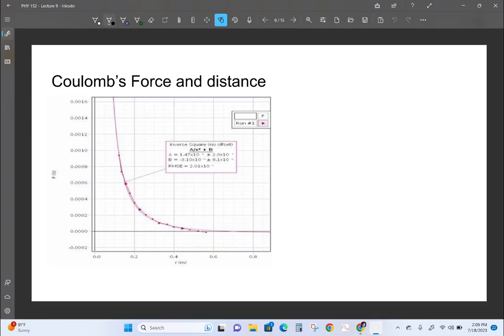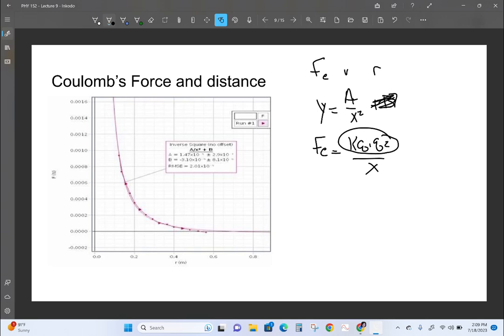If we make a plot of Coulomb's force, where we put force on the y-axis and r on the x-axis, then we get an inverse relationship. The generic formula for an inverse relationship is a over x squared plus b, where b is the intercept. Let's not worry about that right now. We're just going to look at that a. If we relate this to Coulomb's equation, Fe equals k q1 q2 all over r squared, it looks like this number here is what that coefficient a is.